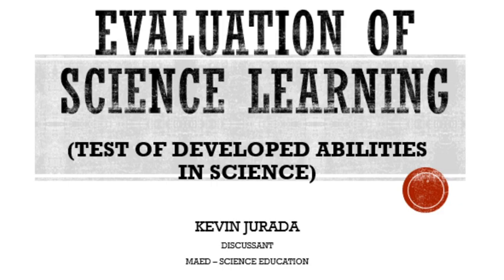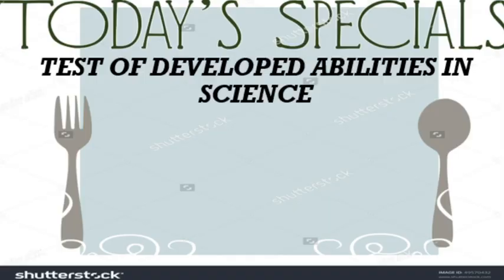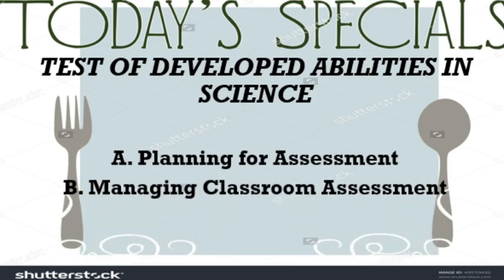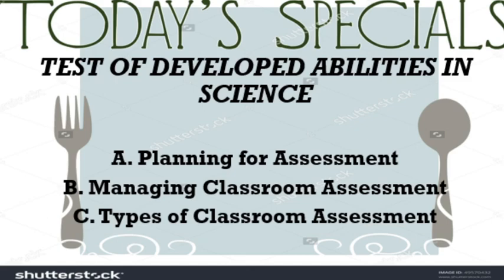To continue our topic about the evaluation of science learning, my task is to discuss the test of developed abilities in science. Our objectives for this morning: first, we will discuss the planning for assessment, followed by managing classroom assessment, and the last will be the types of classroom assessment. These will be the formative and summative assessment.